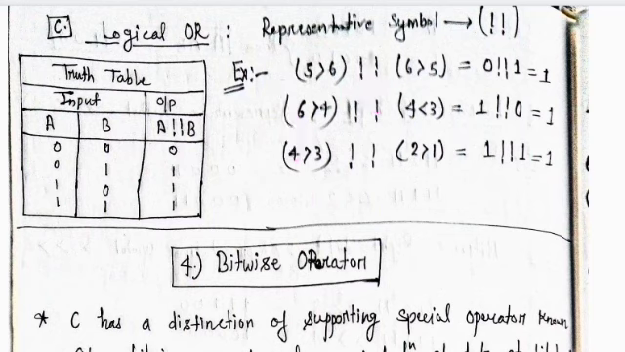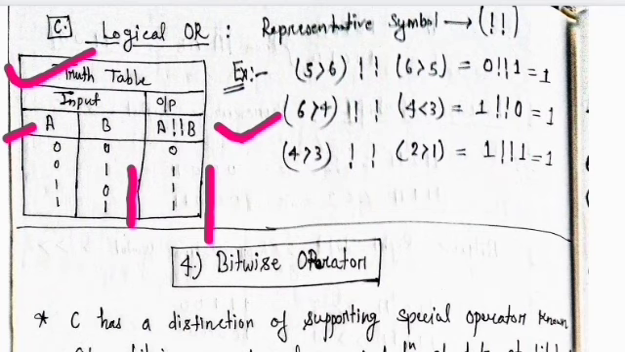Okay. And come to the truth table of logical OR. Here inputs are A and B and output is represented like A logical OR B. So in the case of the logical OR, if any input is 1, it produces 1, else it produces 0. Means if both inputs are false, then it produces false, else it produces true.